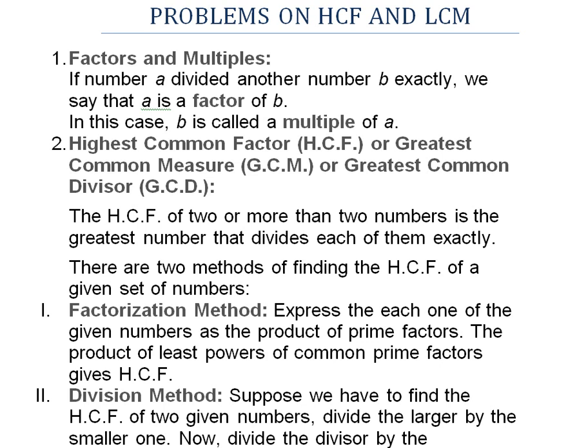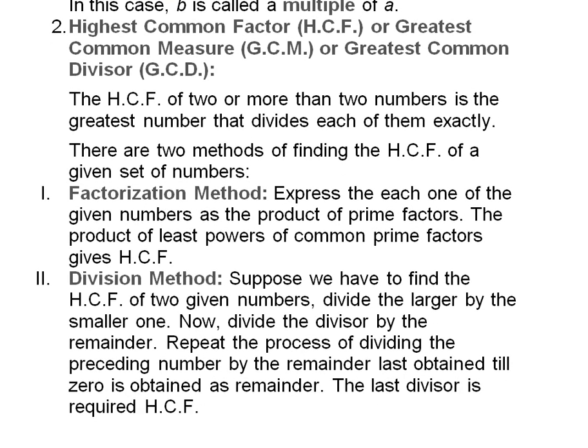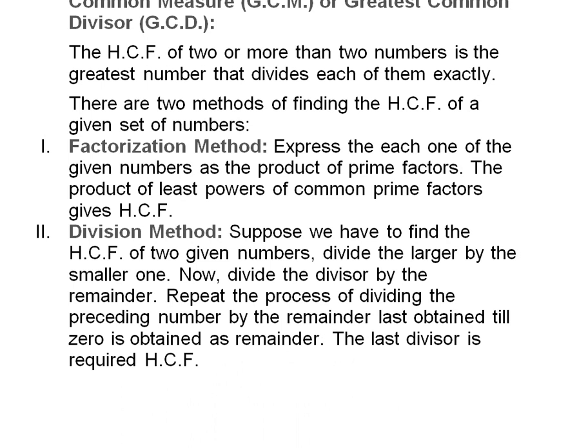Highest common factor HCF or greatest common measure GCM or greatest common divisor GCD. What is HCF, GCD or GCM? So HCF of two numbers or more than two numbers is the greatest number that divides each of them exactly. There are two methods of finding the HCF. First is factorization method and second is division method.